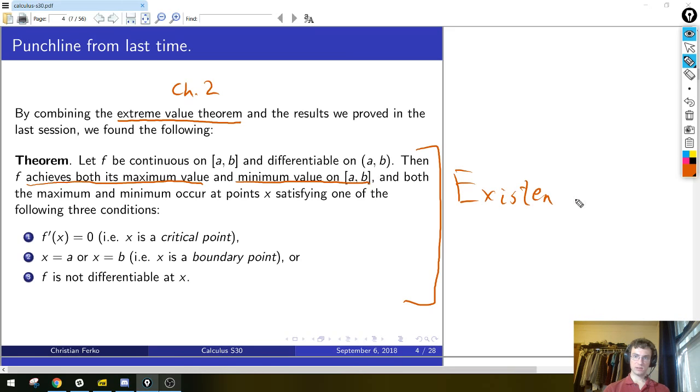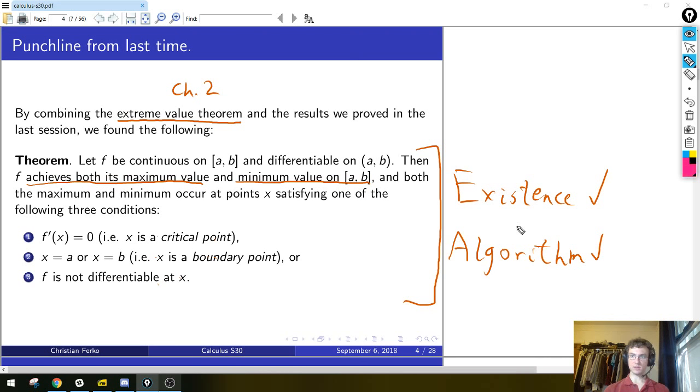That's the first part we have. Existence is guaranteed. And it gives you what I'll call an algorithm, or a way to find them. It gives you a step-by-step guide to find where those max and min occur. It's very easy. You just find all of the points that satisfy one of these 3 conditions: either the derivative is 0, or it's at the boundary, or the derivative doesn't exist. And look at the values at all of the points in those 3 groups and pick the biggest and smallest.